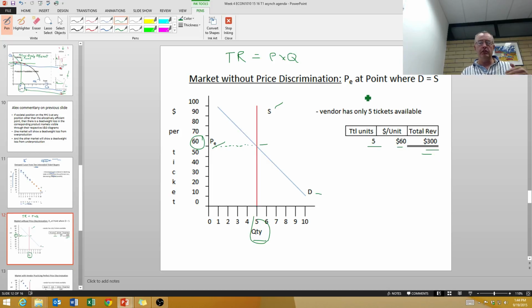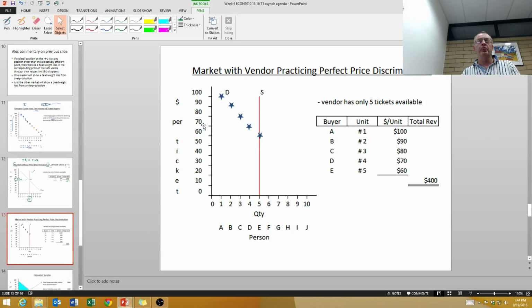So this is the market that we've learned about in previous chapters, and I've sort of phrased it in the negative, but it's when the price is established by the intersection of the demand and the supply curve, and that is a market without price discrimination. So now we're going to contrast that situation with a market where the vendor does practice so-called perfect price discrimination.